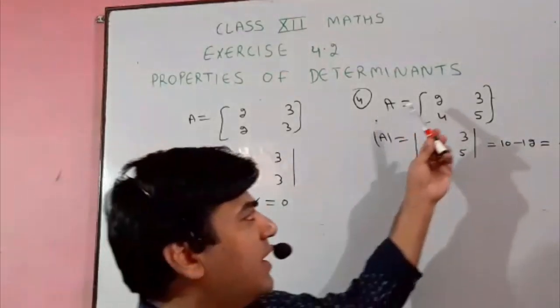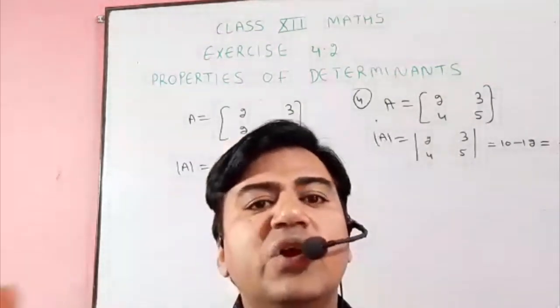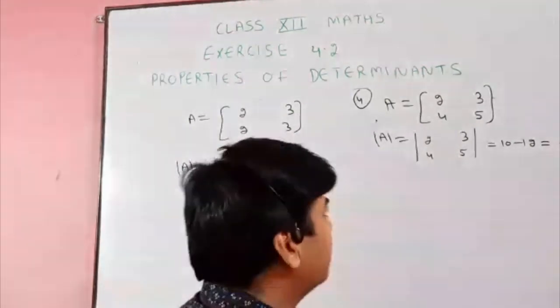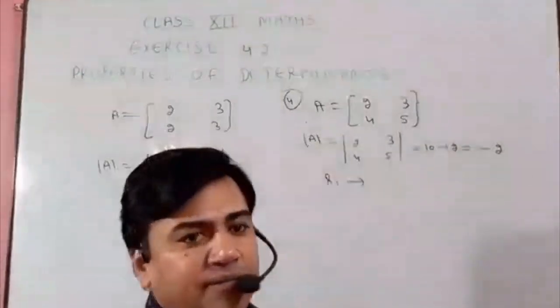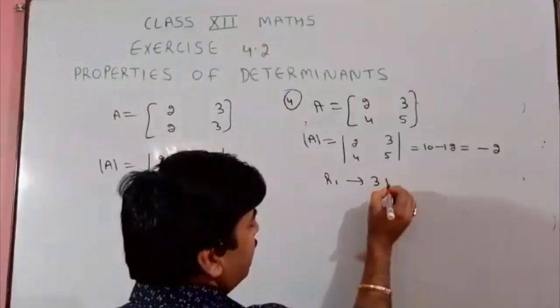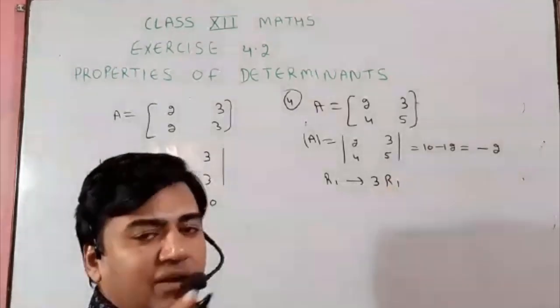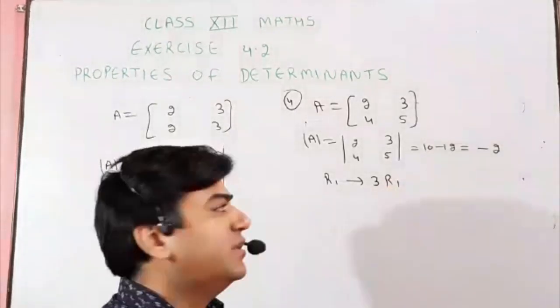Let us multiply first row by any constant. Let us multiply first row by 3. R1 changing to 3R1. We will multiply first row by 3.